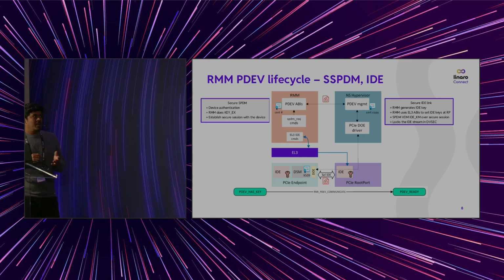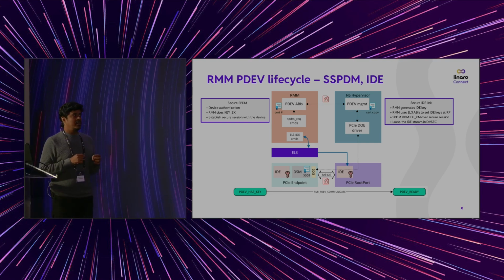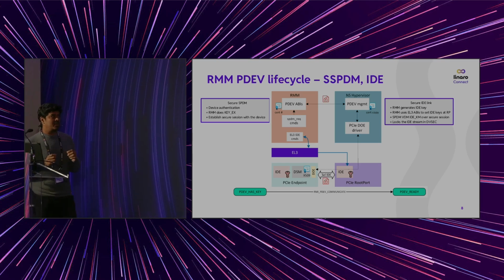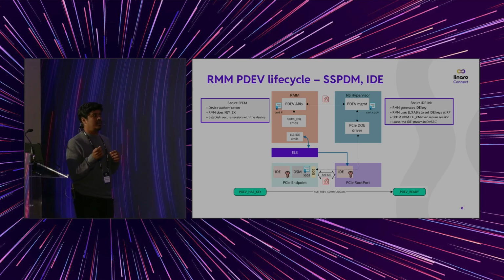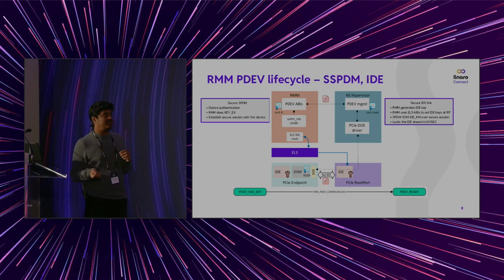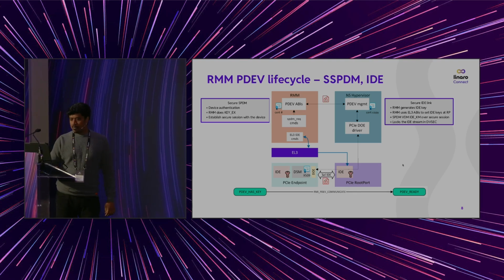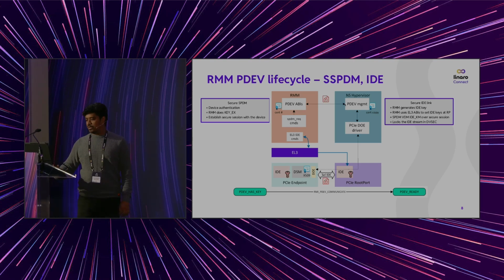So RMM does an SPDM command called key exchange. Here the RMM generates a key and passes it down to the DSM layer to establish a secure session. The moment the key exchange call is complete, a secure session gets established with the device. That way, the link between the RMM and the non-secure hypervisor is encrypted, as shown in this figure.